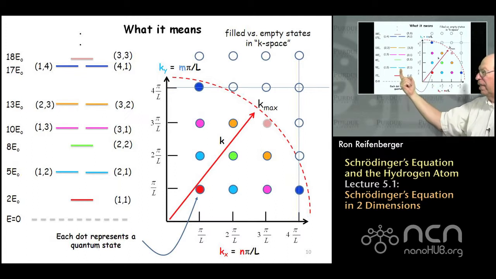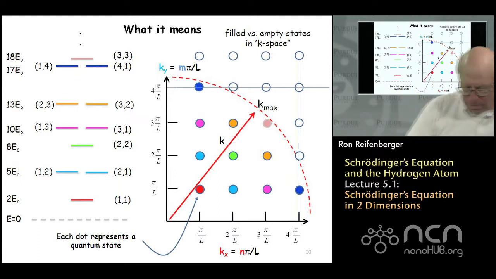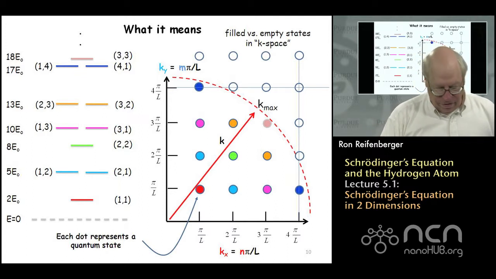This blue energy state here is doubly degenerate, and that shows up because there's a state at kx equals 2 pi over L and ky equals pi over L. But there's an equivalent state with the same energy when kx is equal to pi over L and ky is equal to 2 pi over L. So these blue dots correspond to the two energy eigenvalues that are listed on this plot. So this is another way to visualize these quantum states.